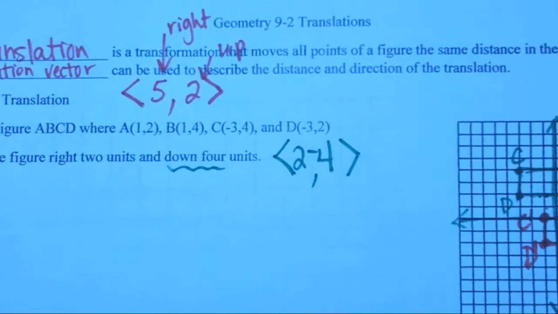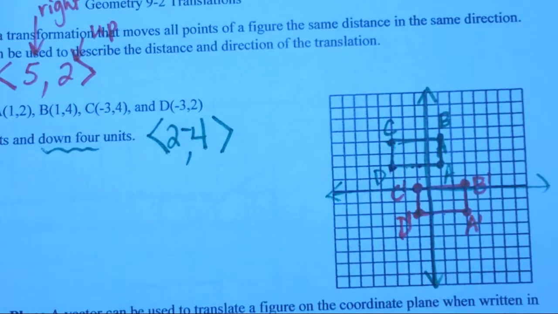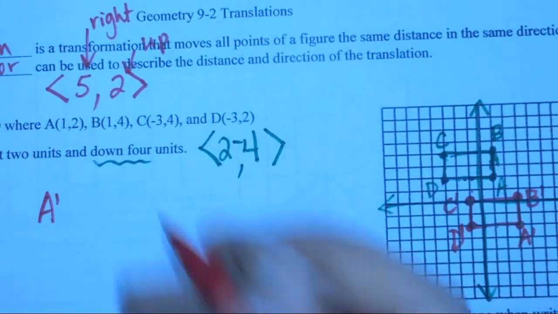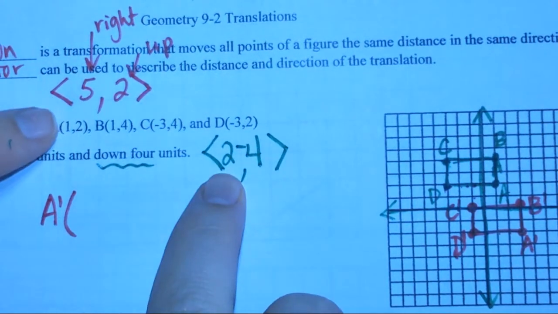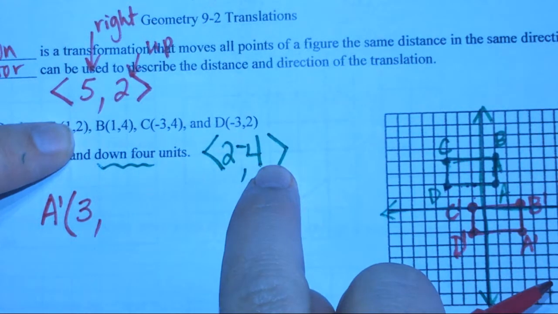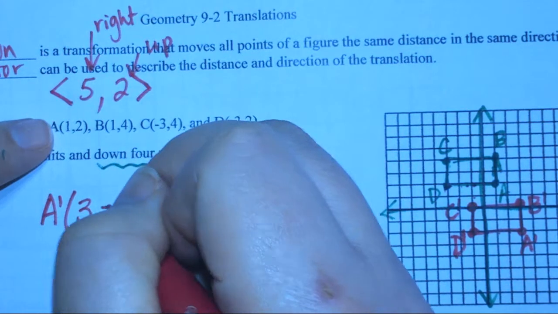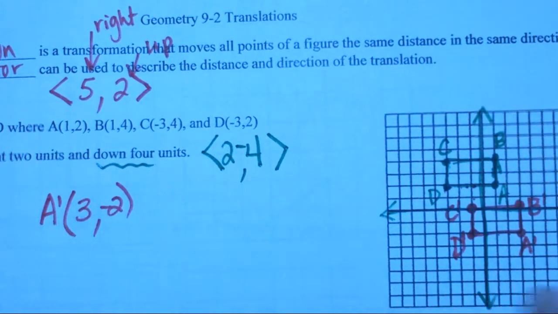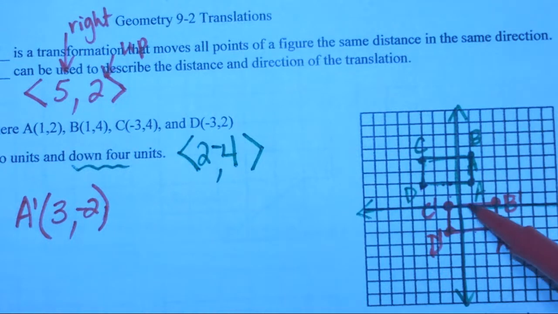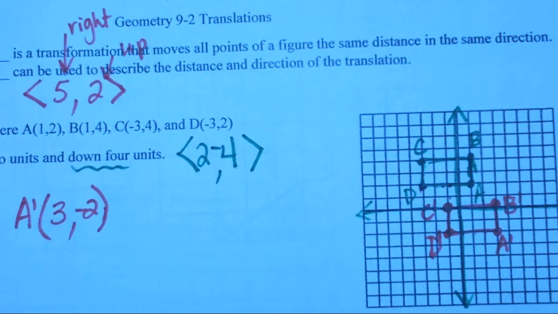Meaning, if we were wanting to be specific, because Harrison does not like my counting technique, he likes to actually list ordered pairs. If he wanted to figure out A prime, he would add those two together. 1 plus 2 is 3. He would add those two together. 2 minus 4 is negative 2. And if he looked over at our graph, lo and behold, we actually did put A prime at 3, negative 2.